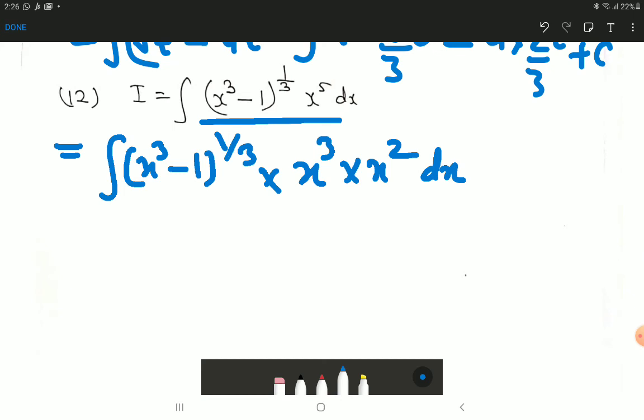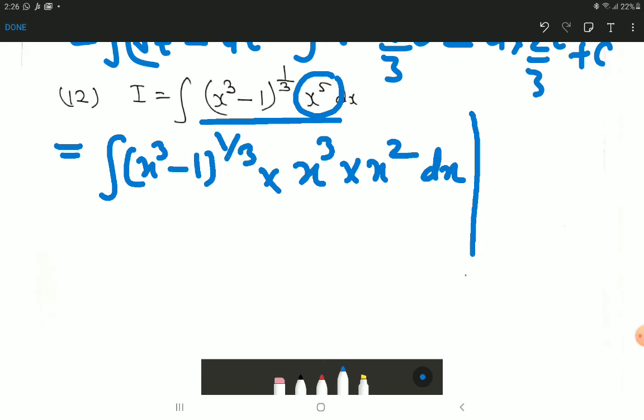Because it was quite obvious that the fractional power is of x cube minus 1. So we will always be thinking to take x cube minus 1 as t. But its derivative is in terms of x square. And x square is not present. So that we can create from here by factorizing it.